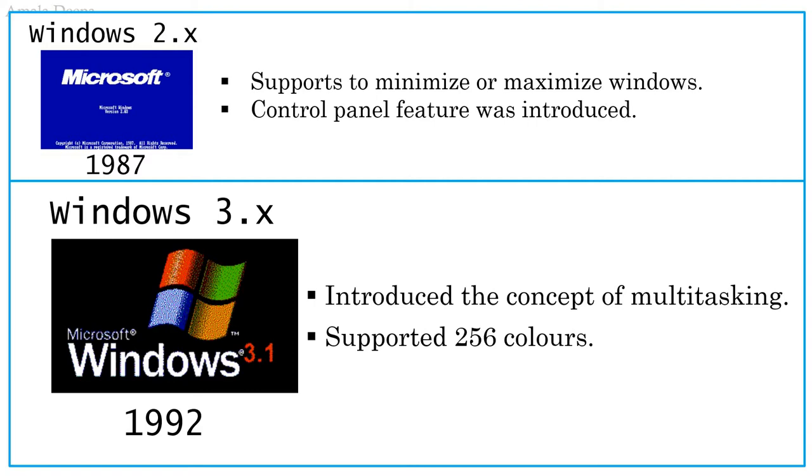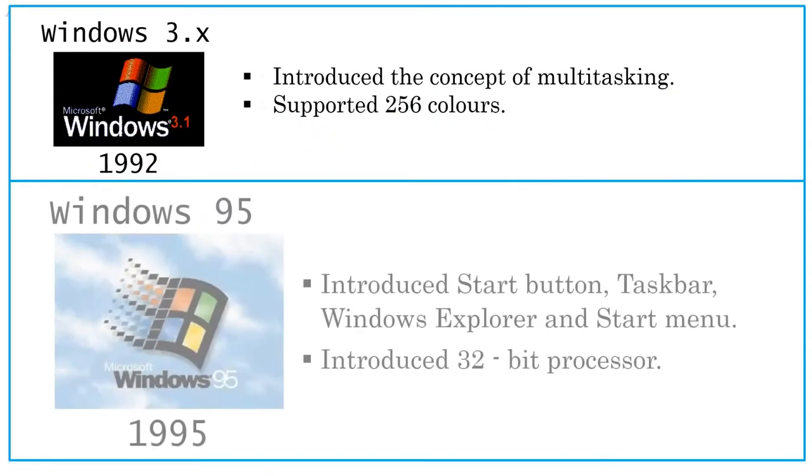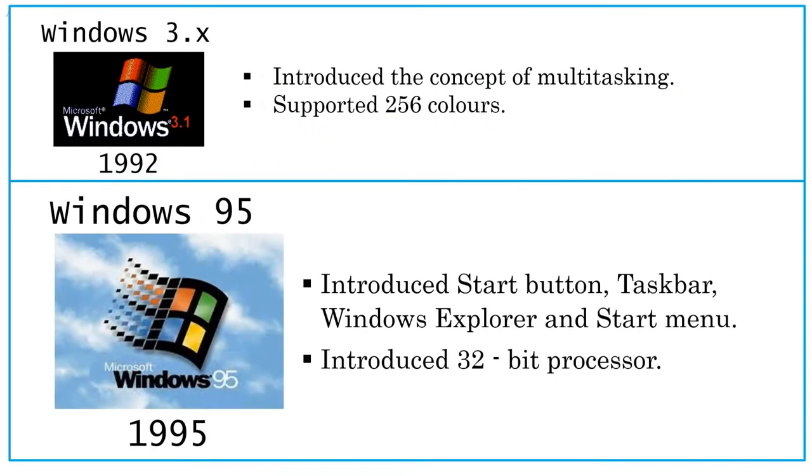Windows 3.x, the year is 1992. Introduced the concept of multitasking, supported 256 colors. Windows 95 in the year 1995. Introduced Start button, taskbar, Windows Explorer and Start menu. Introduced 32-bit processor.